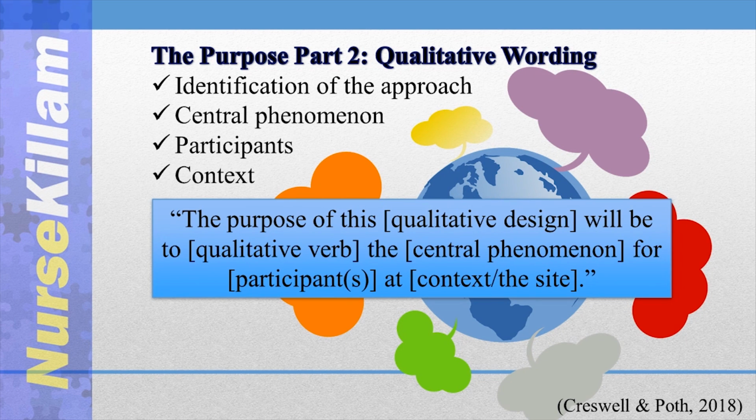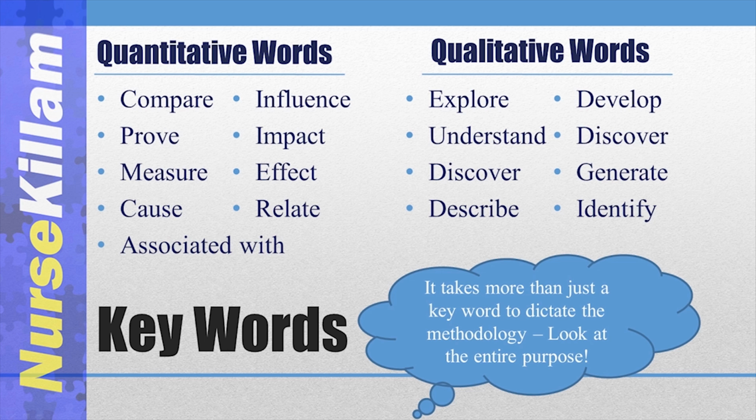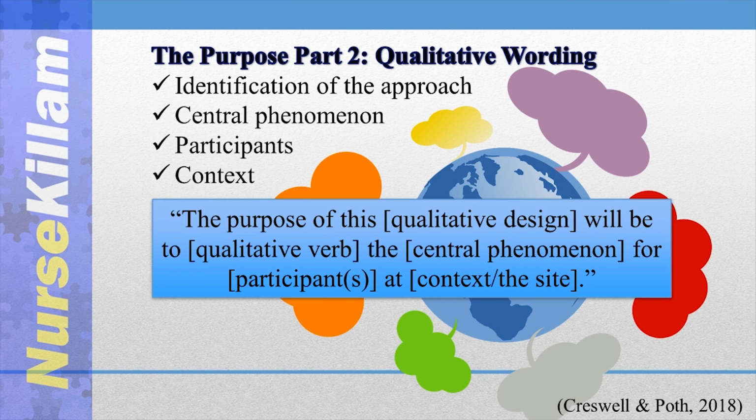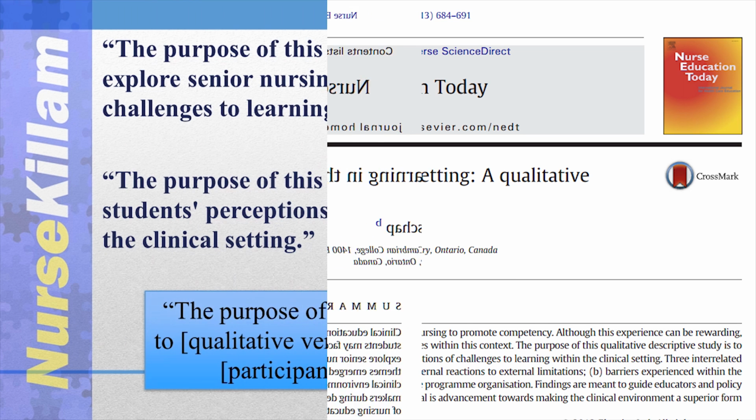In part 1 of this video, you started your purpose with clear wording and a verb that is congruent with your methodology. Now, let's look at how a qualitative purpose is worded. Let's work with an example of two purpose statements found in the same article.